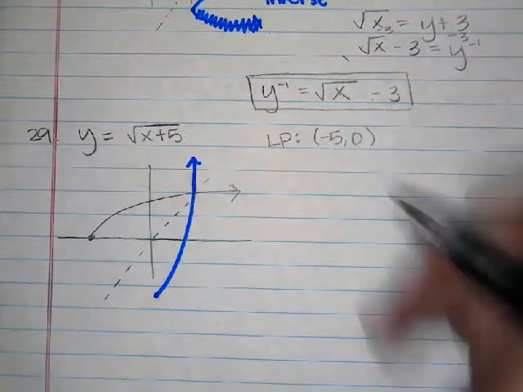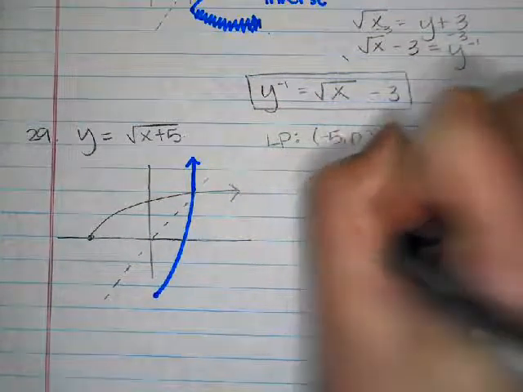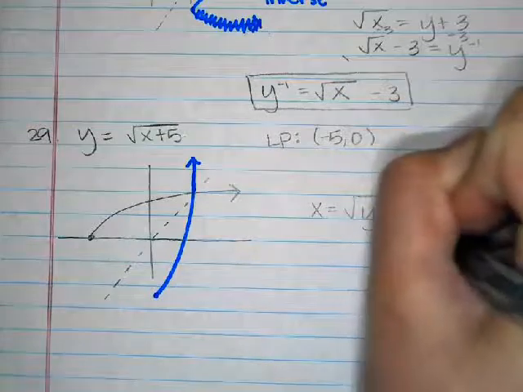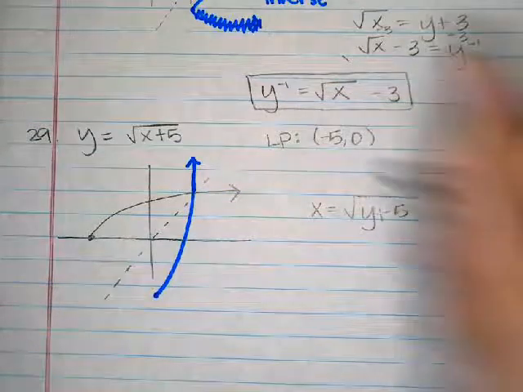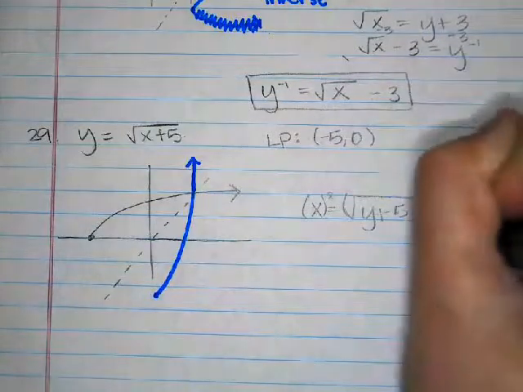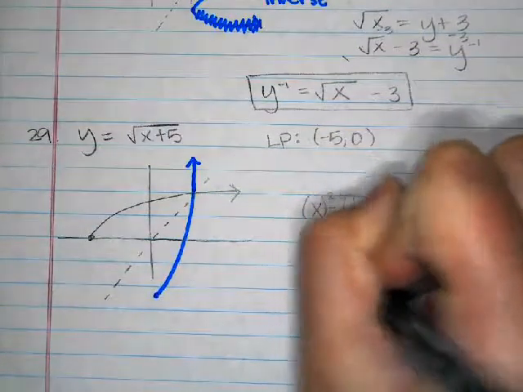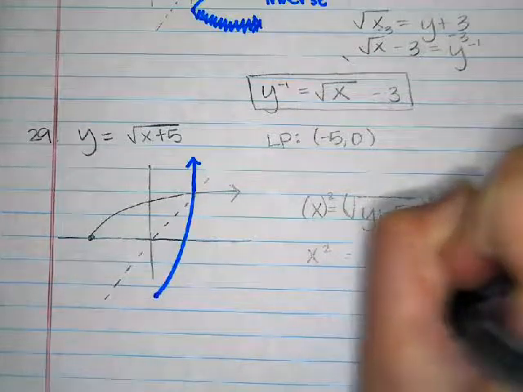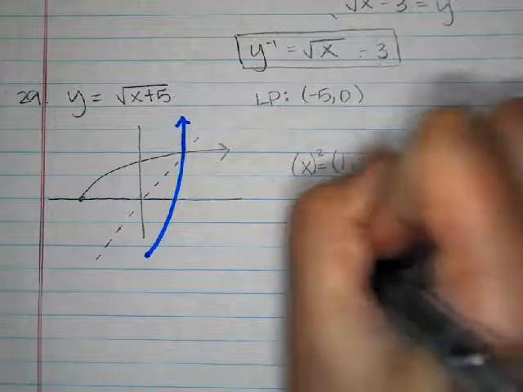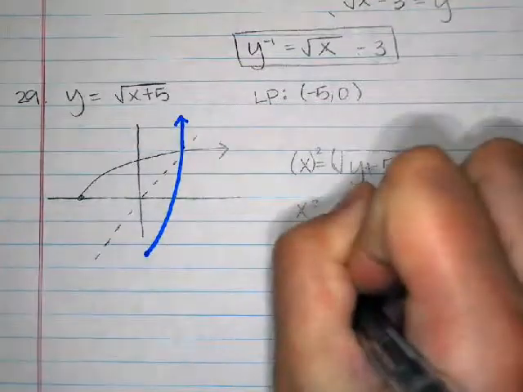Okay? So let's go ahead and trade the x and y so we can get our inverse. And what would be my first step? Yeah, we're going to square each side. So x squared equals y plus 5. And then what should we do? Subtract 5. x squared minus 5 equals y. And get our inverse notation.